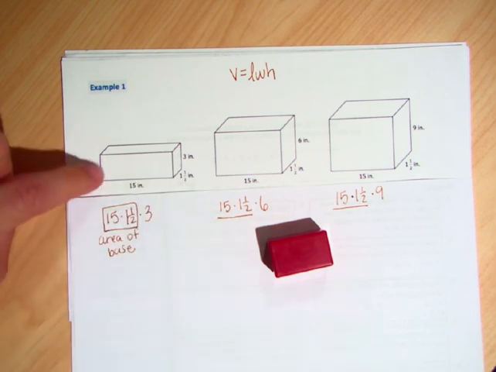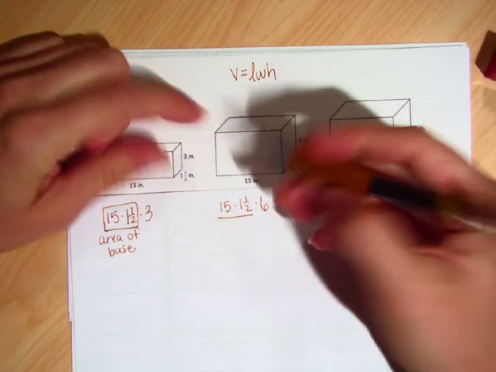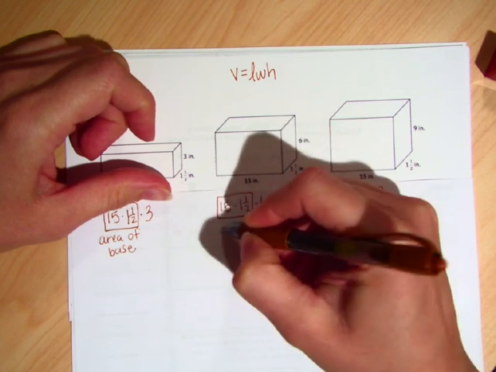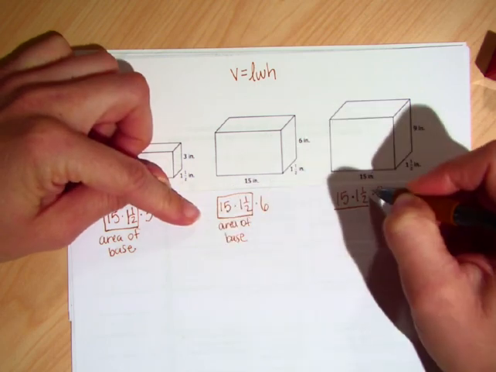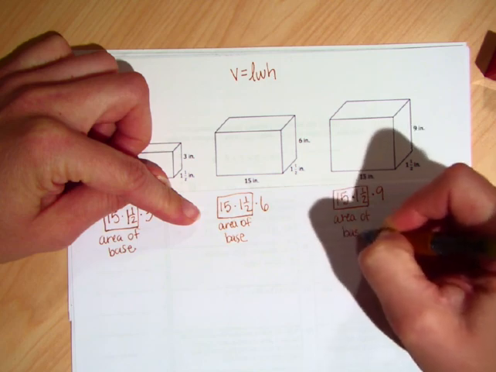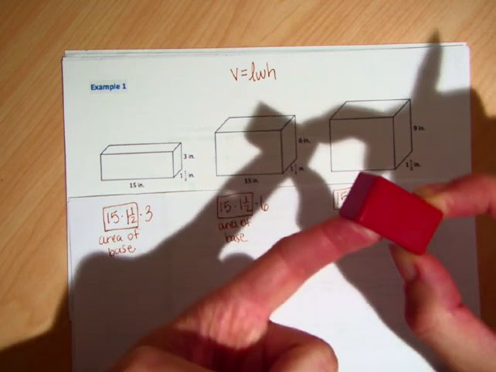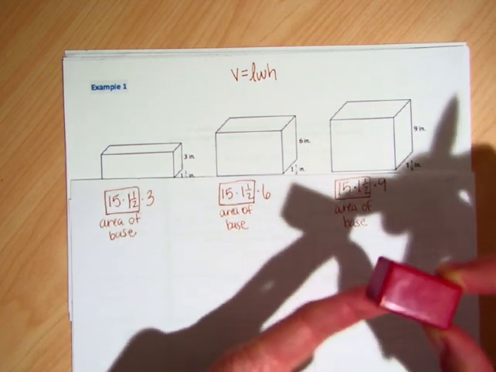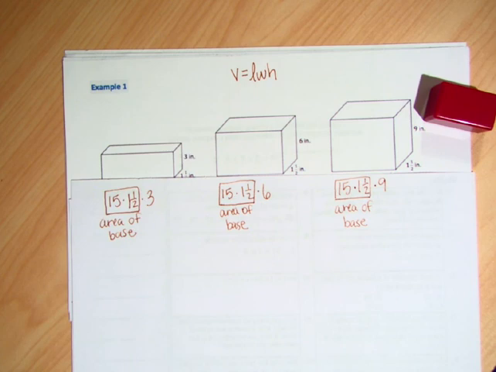So we're finding the area of the base of this one, and the base of this one is the same, it's just taller, but the base is still the same area, so this is the area of the base, and this is also the area of the base. The base is what it sits on, okay? So this base on the bottom is what it sits on, and we find the area by doing the length times the width.